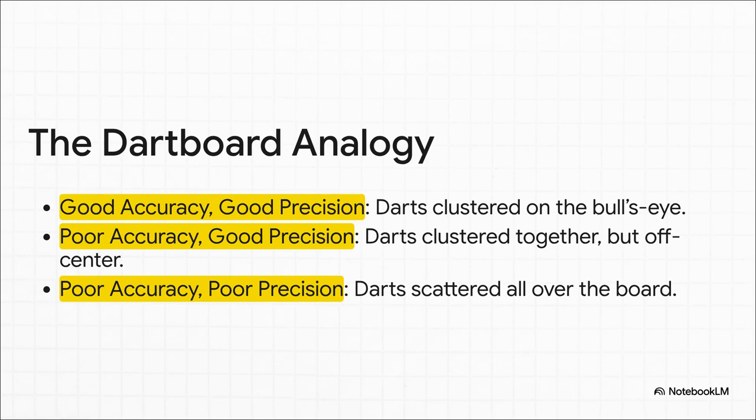The absolute best way to visualize this is the classic dartboard analogy. If you throw your darts and they all land in a tight little cluster right on the bullseye, congratulations, you've got good accuracy and good precision. But what if your darts are all clustered together but way over in the corner? Well, that's good precision, you're consistent, but your accuracy is terrible. And if your darts are just all over the board, yeah, that's poor accuracy and poor precision. Definitely not a great day at the lab.